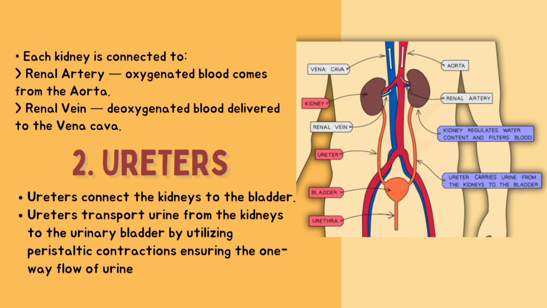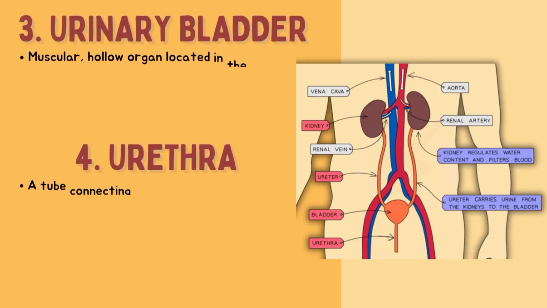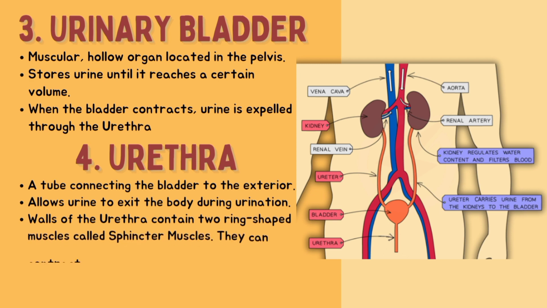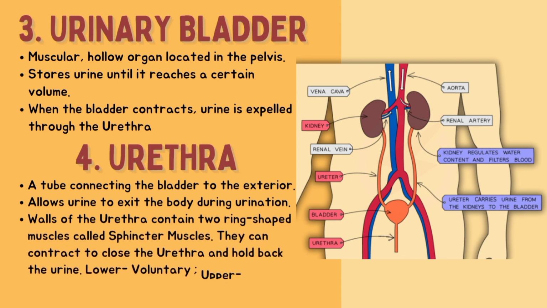The kidneys are also connected to two tubes called ureters that connect them to the bladder. Ureters transport urine from the kidneys to the bladder by utilizing peristaltic contractions, ensuring the one-way flow of urine. Next, the urinary bladder. It is a muscular hollow organ located in the pelvis. The bladder stores urine until it reaches a certain volume. When the bladder contracts, urine is expelled through the urethra. The urethra is a tube connecting the bladder to the exterior. The urethra allows urine to exit the body during urination.